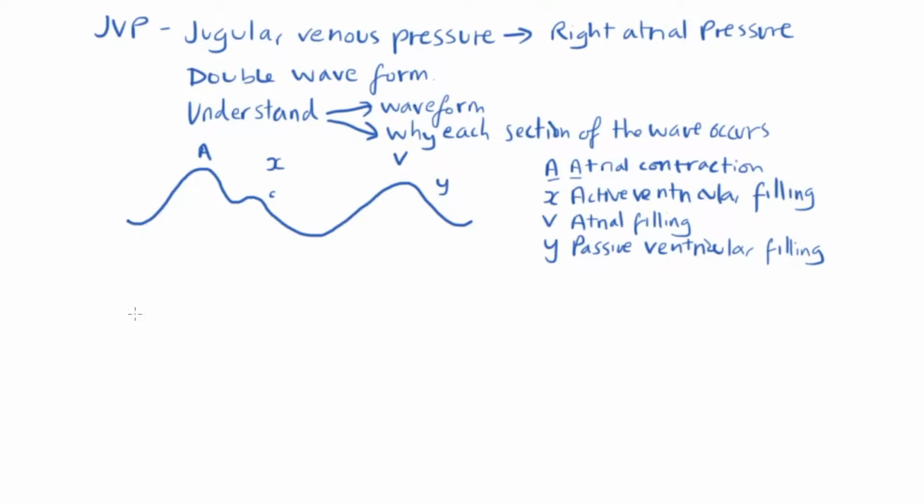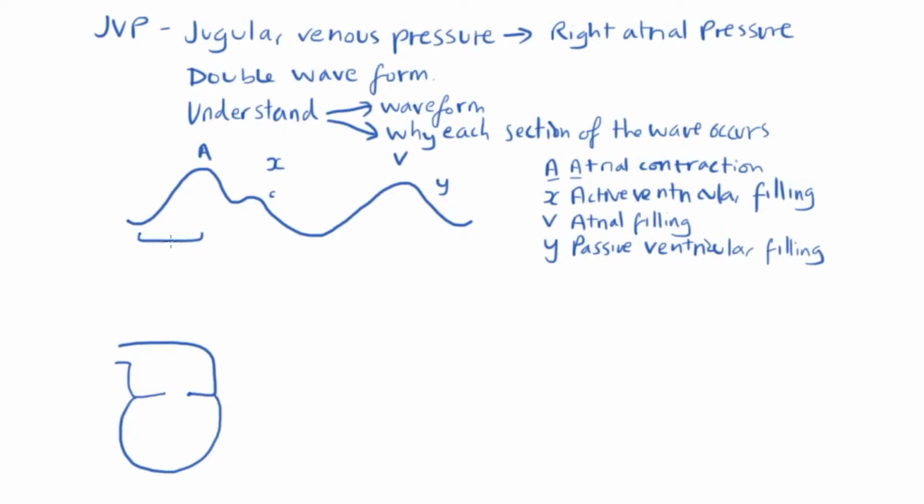The reason there is this double waveform as opposed to a monophasic wave is due to the two stages of right ventricular filling, the passive filling followed by atrial contraction and then an active filling. Next I'm going to illustrate with a diagram of the right side of the heart what's happening at each stage of the double waveform.